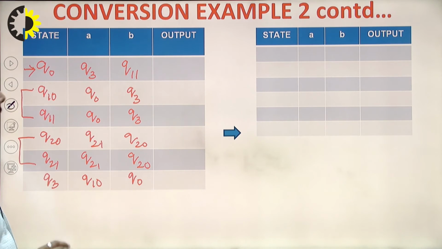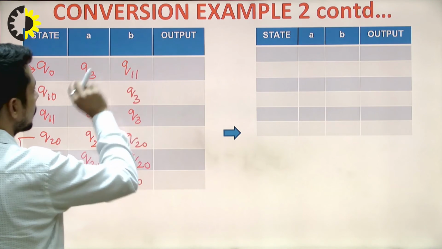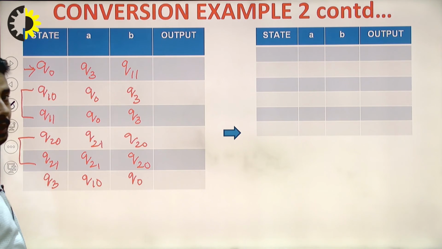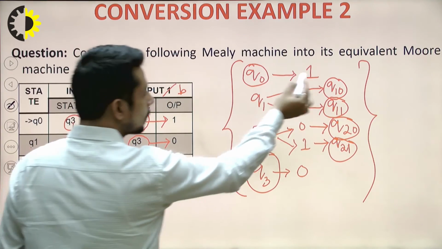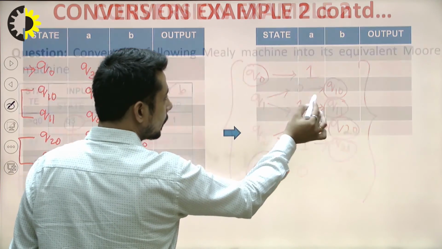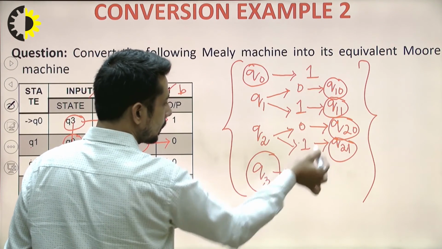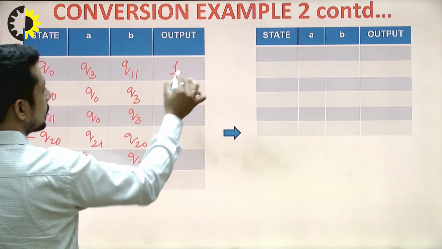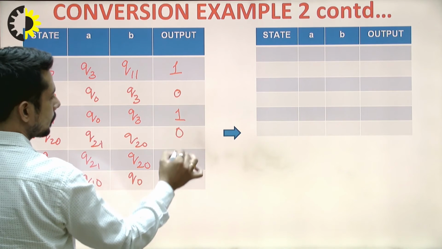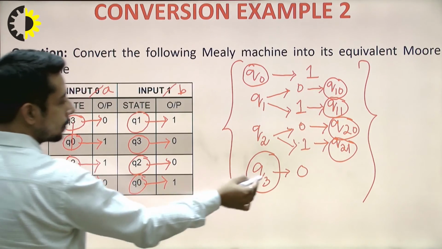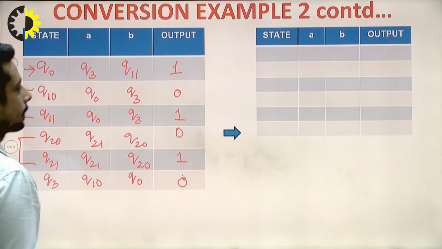What do I need to do? I just simply need to write down the output of each state. So what is the output of Q0? 1. What is the output of Q10? Q10 is 0, then 1, then 0, then 1, then 0. So it will be 1, 0, 1, 0, 1. What is the output of Q3? It is 0. So this is the final table.